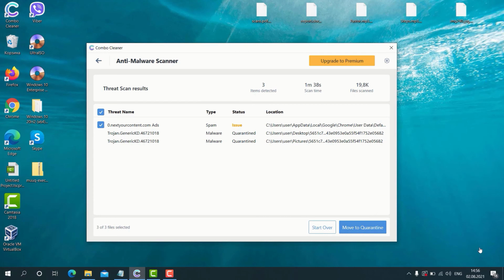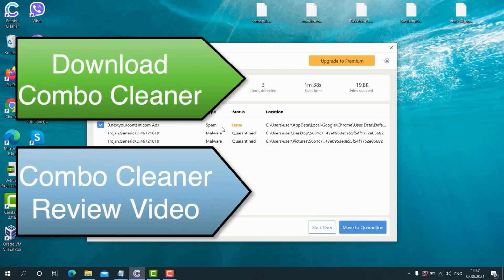So, after the scanning is successfully completed, the program will give you the report about the threats and their exact location on your computer. The good thing is that Combo Cleaner antivirus helped us to protect our computer and our important documentation from being encrypted by the ransomware.